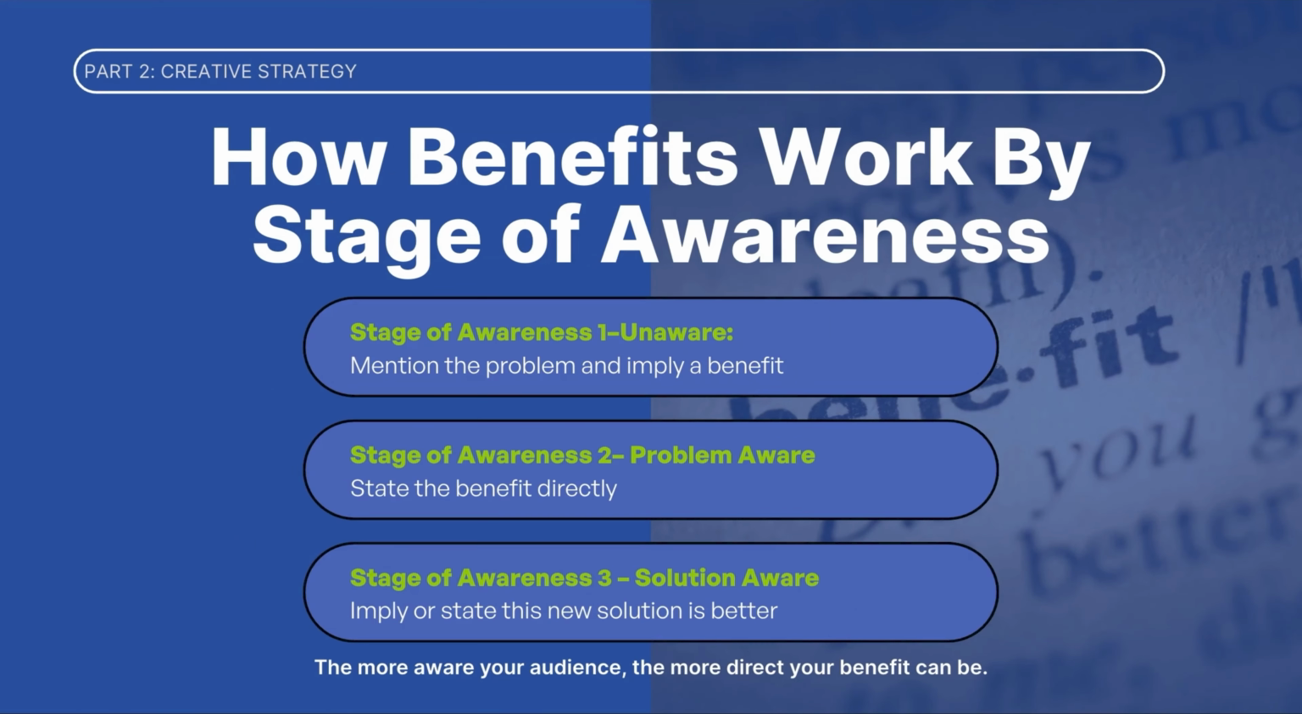Here's how benefits work by stage of awareness. In stage of awareness number 1, unaware, mention the problem and imply a benefit. In stage 2, problem aware, state the benefit directly. In stage 3, solution aware, imply or state that your new solution is better.